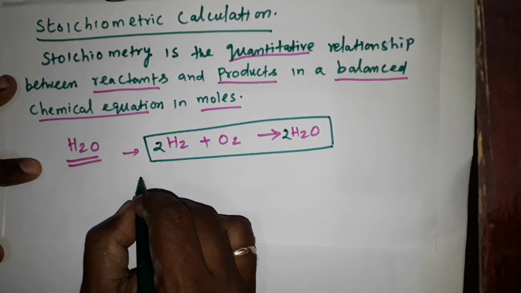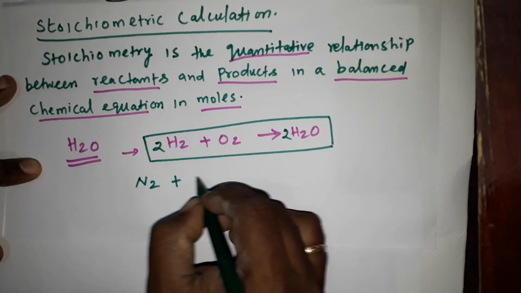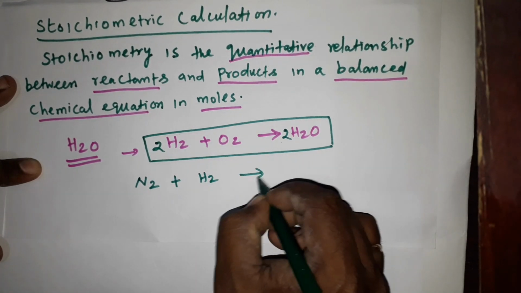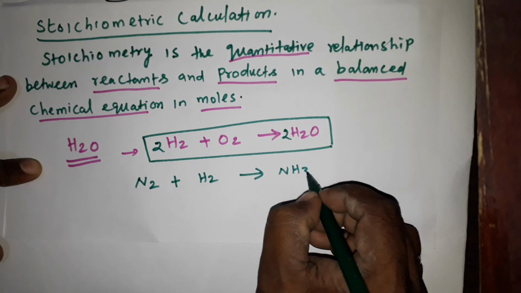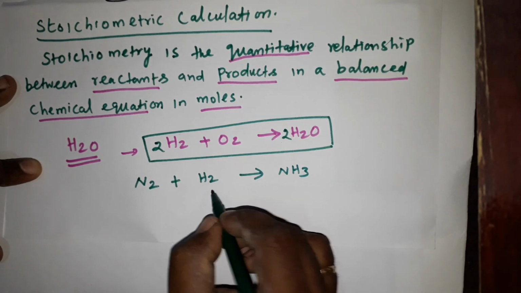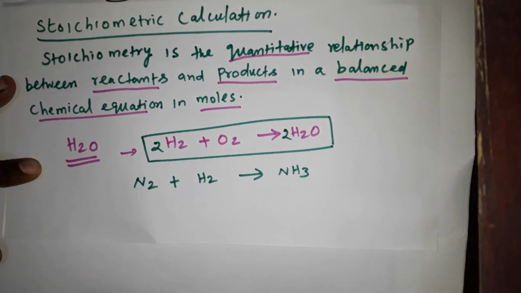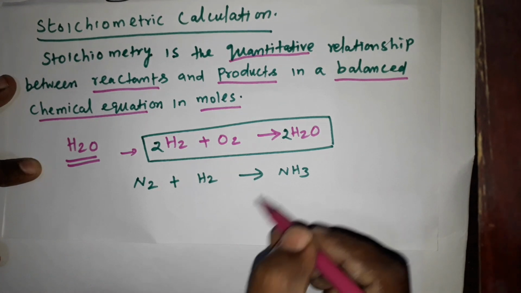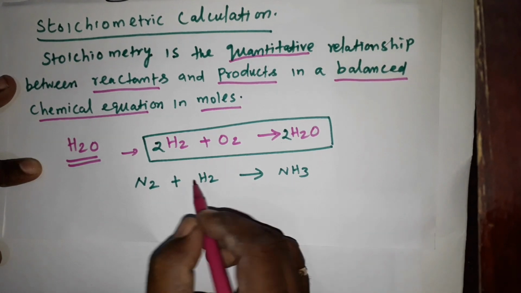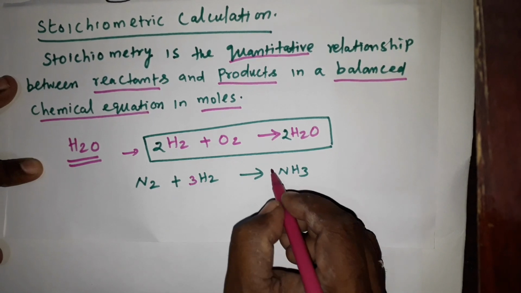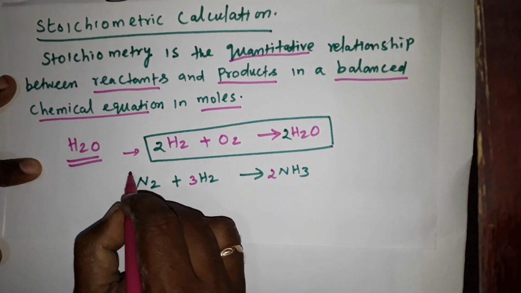One more chemical equation, that is N2 plus H2 giving NH3, nitrogen, hydrogen, then NH3, that is ammonia. See here, you have to balance, put 3 here, then put 2 here. Now the equation is balanced.